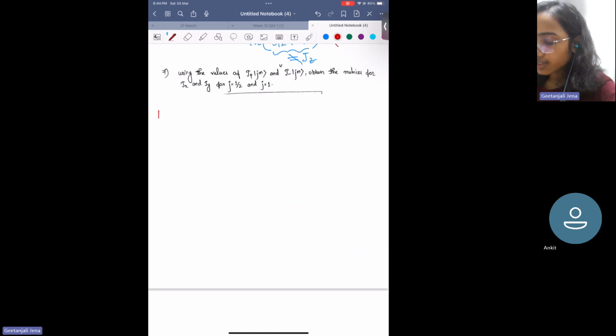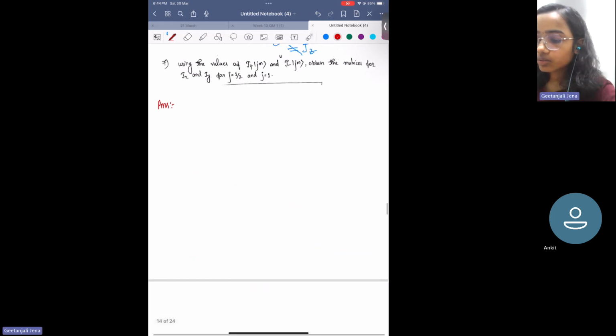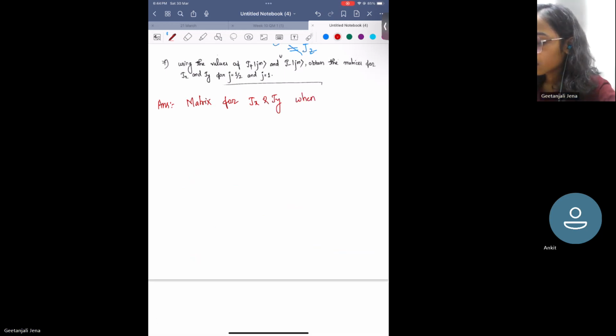So the next question is, using the values of J plus Jm and J minus Jm, obtain the matrices for Jx and Jy for J equal to half and J equal to 1. So here we have to find out what is the matrix for Jx and Jy when J equal to half and J equal to 1.